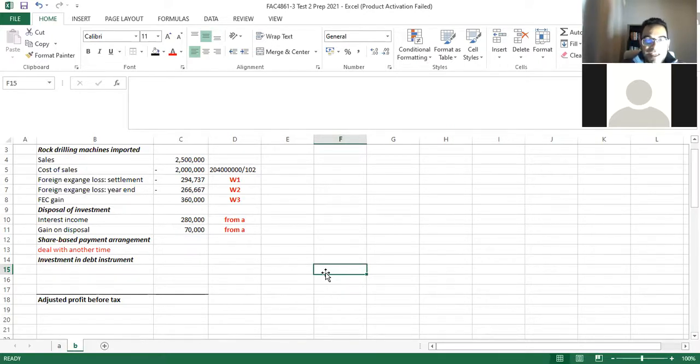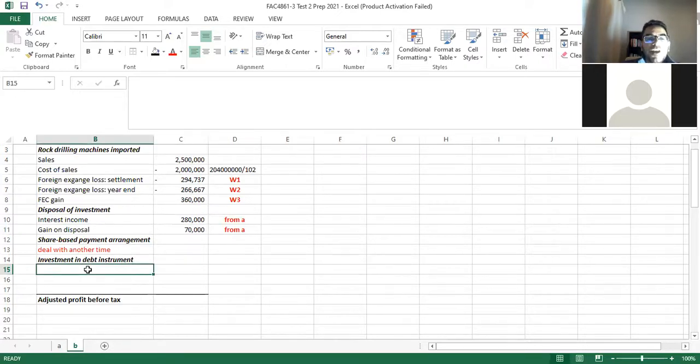Then the drilling machine section also dealt with the sale of 1 drilling machine. With a sale comes cost of sales, so just be aware of that. Okay, so that's everything under drilling, everything under disposal. We will cover the share-based payment tomorrow.